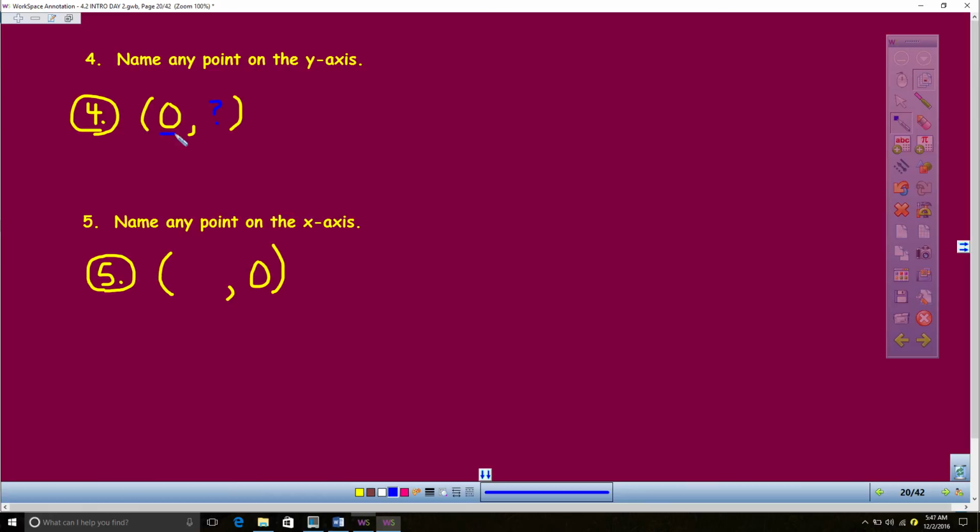has to be 0. If I ask you to name any point on the x-axis, then you could have any value for the x-coordinate, but the y-coordinate has to be 0, because if you're on the x-axis, you're not up and you're not down, so the y-coordinate has to be 0.